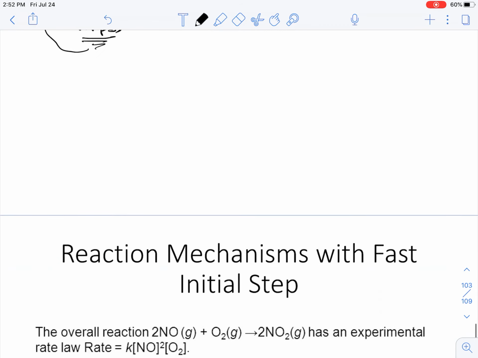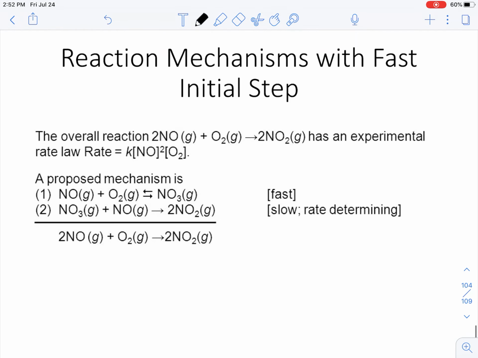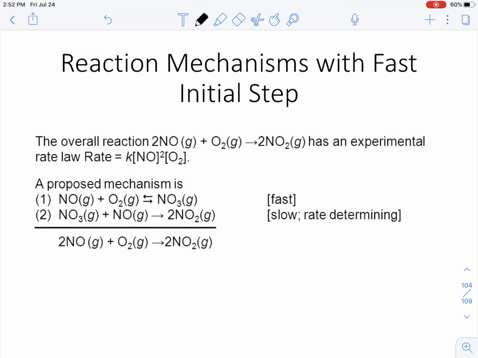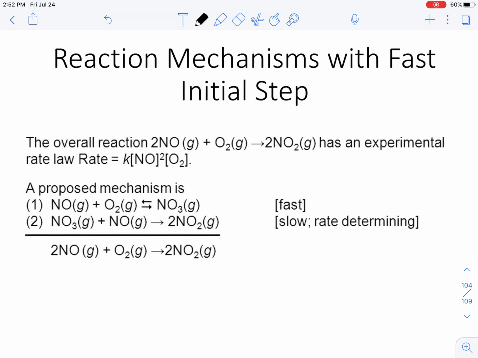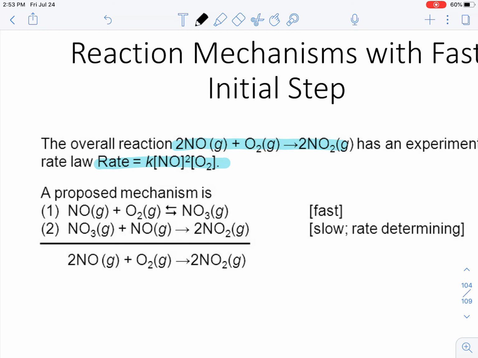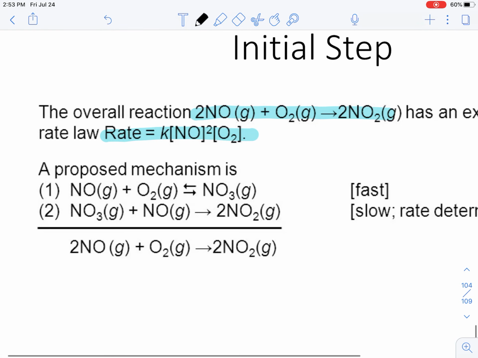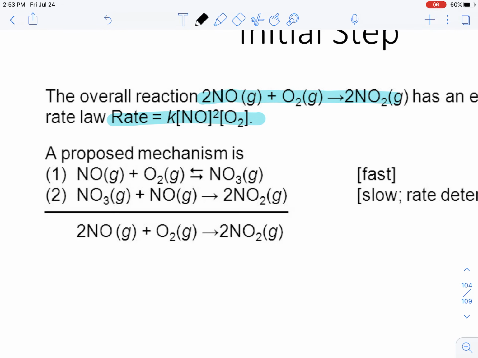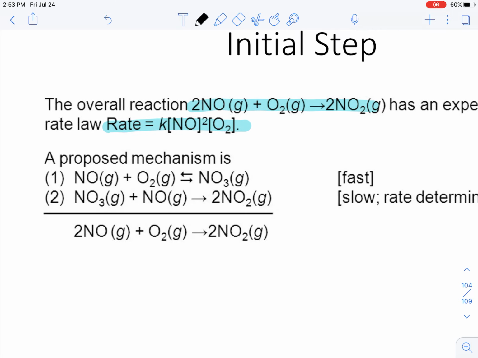All right. And so we're going to go ahead and take a look at reaction mechanisms with a fast initial step. And we're going to see how we can develop the overall rate law for reaction mechanisms with fast initial steps. And so here we have the overall reaction 2NO plus O2 to produce 2NO2. And they told us that the experimental rate law is this guy. And so we're going to just go through the motions, very similar to what we did in the previous example. And we're going to try to determine if this reaction mechanism is plausible.